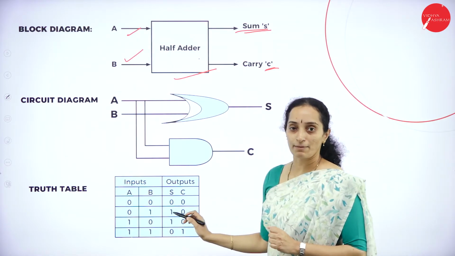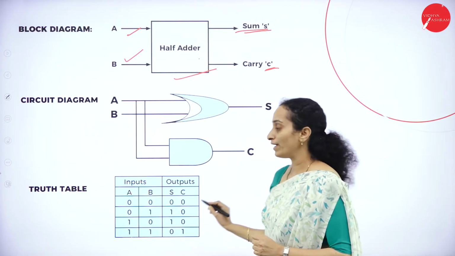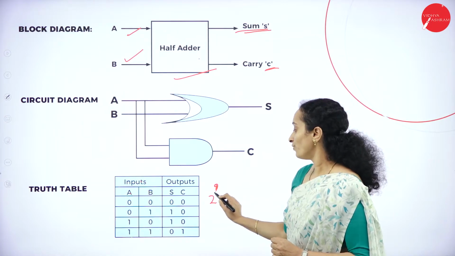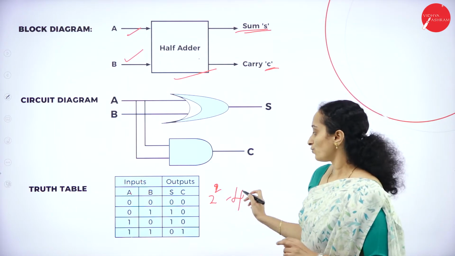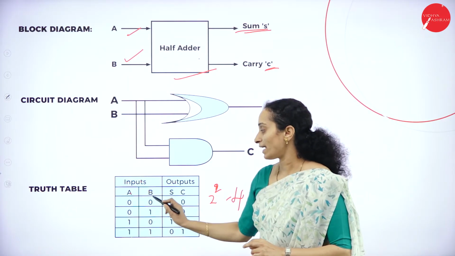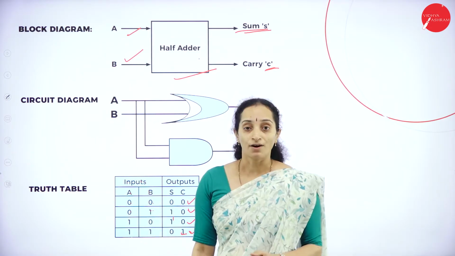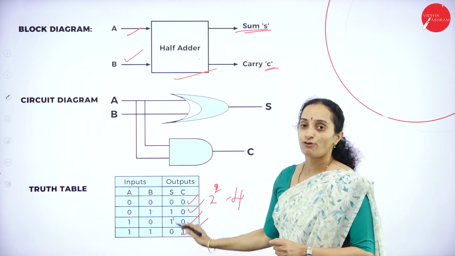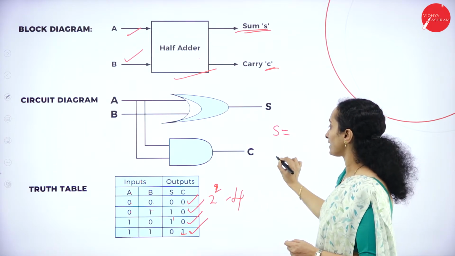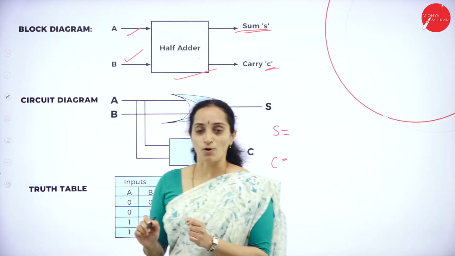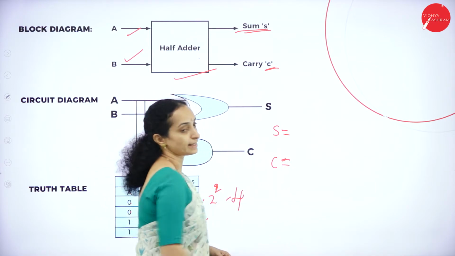Now let's check the truth table. The inputs are A and B. When you have two variables, you get 2 to the power of 2, that is 4 combinations: 0 0, 0 1, 1 0, 1 1. Now we have to calculate the function for the sum and the carry. I represent the sum and the carry in the form of sum of products, that is SOP.